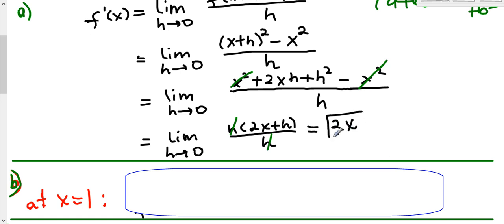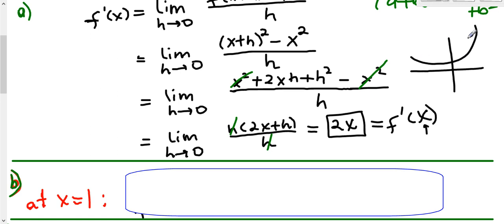So 2x is the derivative, your f prime of x, and it's basically a formula that for any given x tells us what the slope of the tangent line is going to be. Because remember, the instantaneous rate of change is the same thing as the slope of the tangent line at that given point.